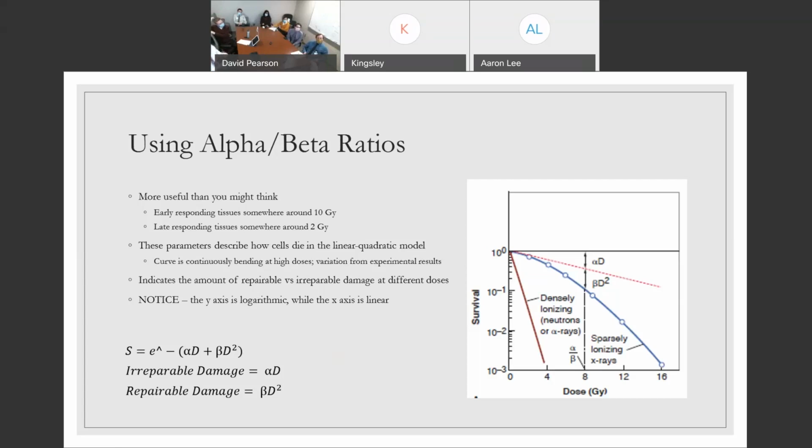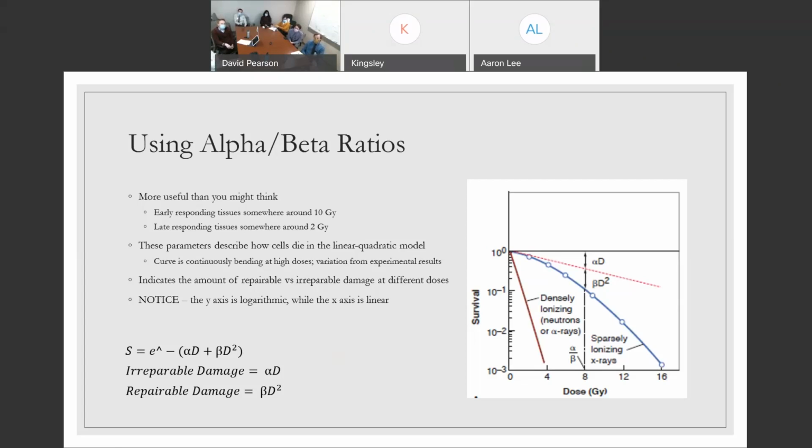These parameters describe how cells die in a linear quadratic model. This is the model that radiobiologists landed on as their best approximation for experimental results. The only thing they don't like about it is that this curve is constantly curving. This quadratic function gets steeper and steeper as it goes on, whereas in reality, when you approach multiple decades of cell kill, multiple factors of 10, it approaches a linear function that we don't quite see.